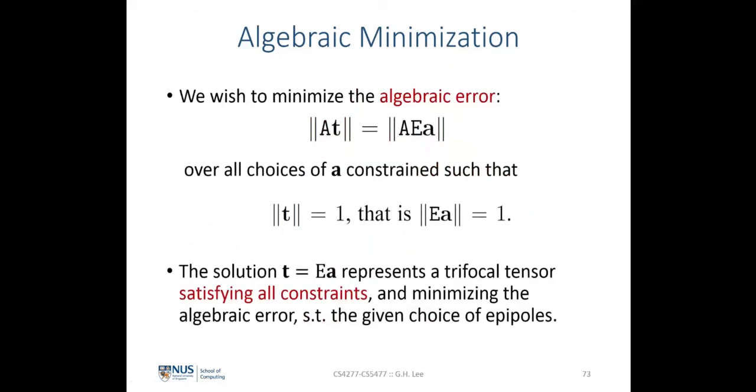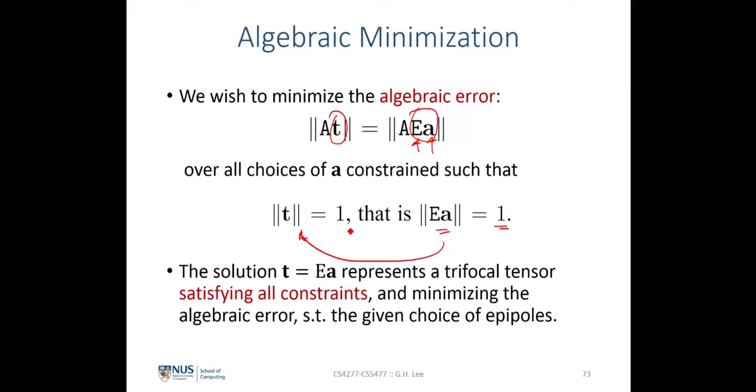Now, having formalized this, we rewrite T in terms of a linear multiplication of a matrix and a vector, where E contains all the known values from the epipoles, and A contains all the remaining unknown entries in the two camera projection matrices. We will simply minimize the algebraic error, subject to the norm of EA being 1, because EA represents T. This is equivalent to minimizing the norm of AT subject to the norm of T equal to 1.